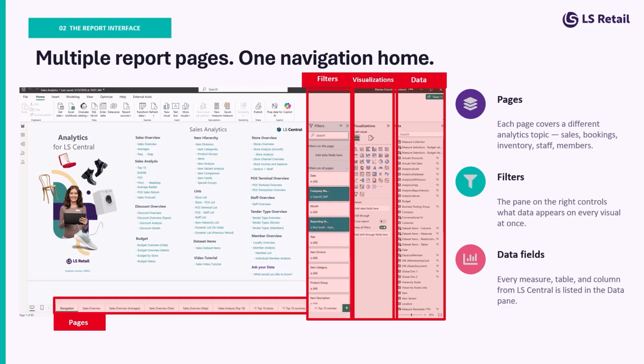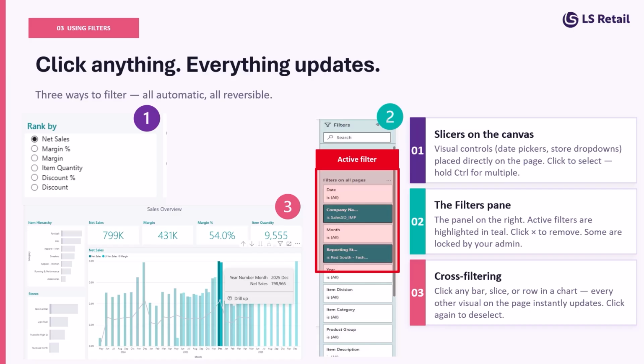On the right side, you'll notice 3 panes. The Filters pane is where you control what data you're looking at. The Data pane lists every field and calculation available in the report, and the Visualizations pane controls the chart type or visualization. Filters are your most powerful tool.